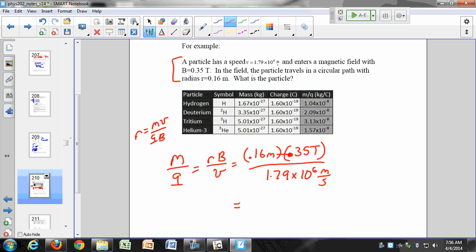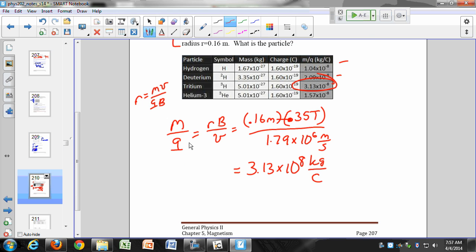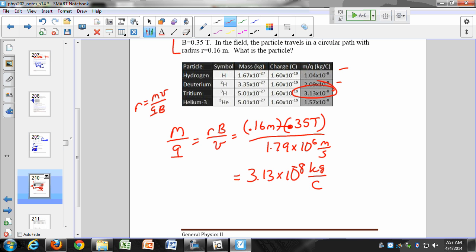Tritium? I have 3.13 times 10 to the 8th. This is in kilograms over coulombs, because it's a mass-to-charge ratio. And then you just go through here. Oh, look, I've already calculated it for you. So it's right there, 3.13 times 10 to the 8th, based on what we know about these. Oh, yeah, it should be -8 right here. I'm sorry.